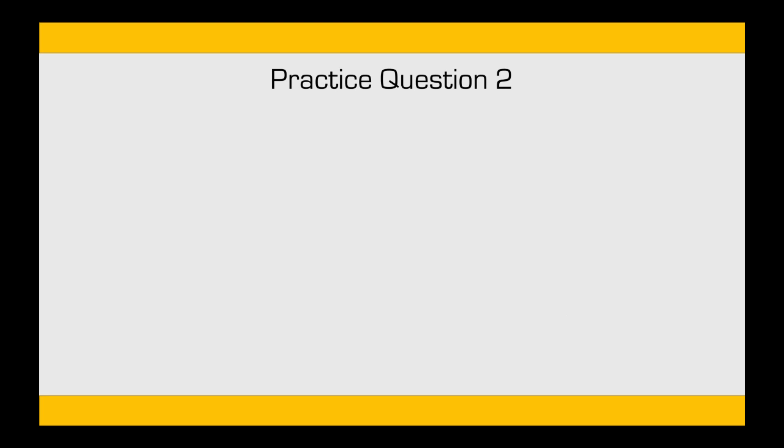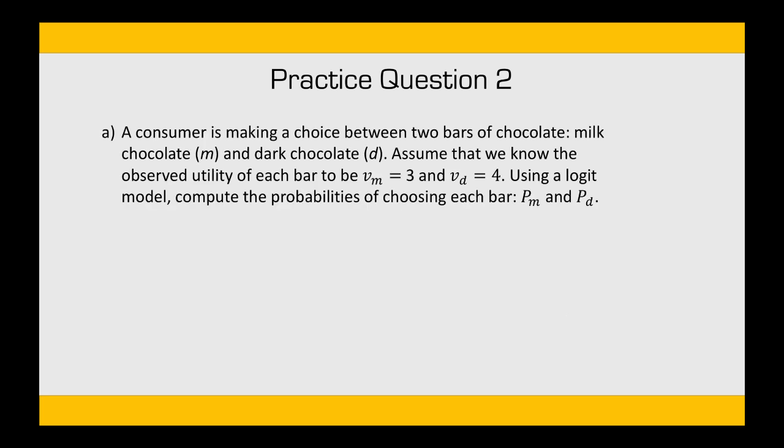Okay, so let's do another practice question. Let's say a consumer is making a choice between two bars of chocolate. You have a milk chocolate bar denoted with an M and a dark chocolate bar denoted with a D. Assume that we know the observed utility to be V sub M is 3 and V sub D is 4. Now, using a Logit model, compute the probabilities of choosing each bar. As a hint, remember the probability equation for the Logit model.